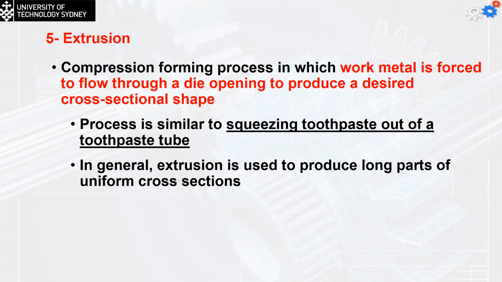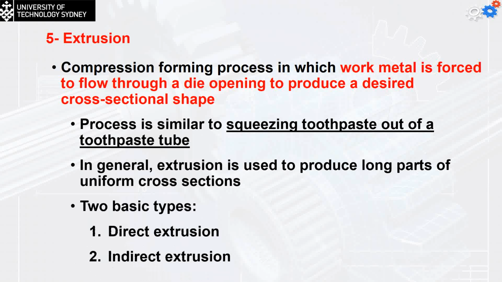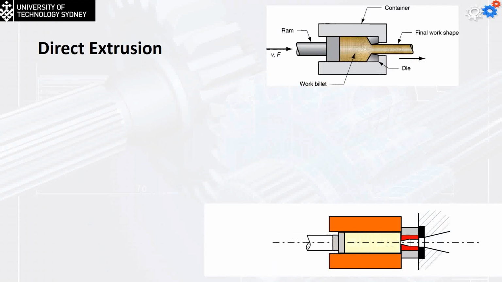Now, this is direct extrusion. That's the container, and this is the die. I'm going to use the ram to push the metal through the die and get the final work shape. So it's direct: just push it and force it to go through the die. It's also called forward extrusion. The starting pellet cross section is usually round, and the final cross section of the extruded shape is determined by the die opening shape.